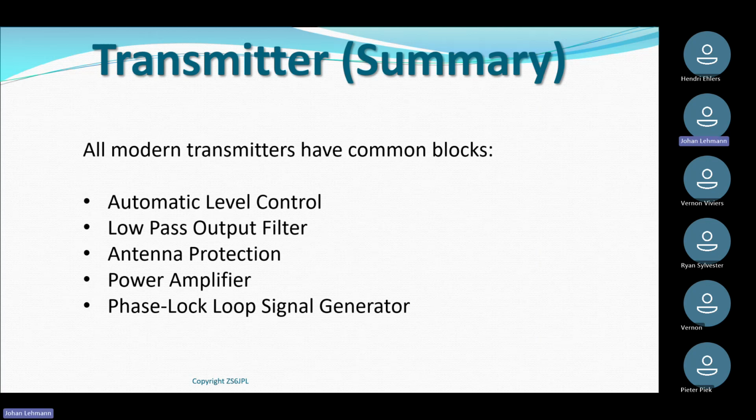They've obviously got a power amplifier, and the days of the old dial radios are gone. So all modern radios now have phase lock loops that do your signal generation, to generate all the different frequencies that you need in the radio.